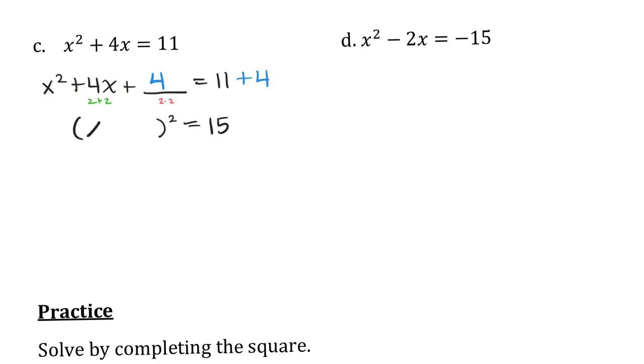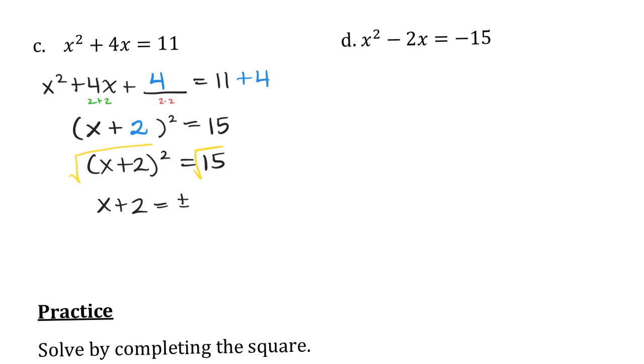In the binomial square, I have x plus, what's the number? 2. Okay, now I can go ahead and solve by square rooting. Okay, you don't have to rewrite this step either. I'm doing it for notes. Okay, to cancel the squared, square root. x plus 2 equals plus or minus. Square root of 15 is irrational. Can I simplify it? 3 times 5. No, I'm going to leave it square root of 15. I'm going to subtract the 2, so it's negative 2 plus or minus the square root of 15.